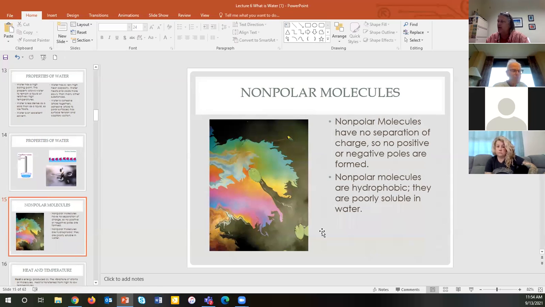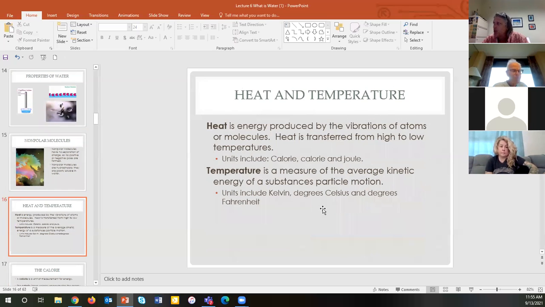Non-polar molecules do not mix with water. So in any marina, you'll see oils, gases, or whatever floating on top because they're less dense. So, heat and temperature. Water absorbs heat very well, does not change temperature quickly, and moderates climate. The units of heat are calories. And we know calories in food as well.